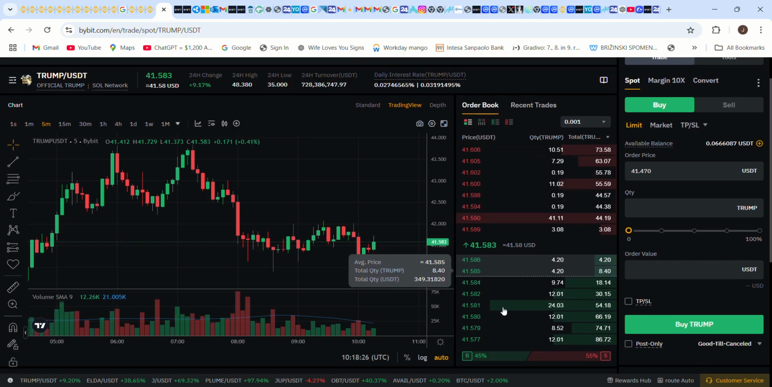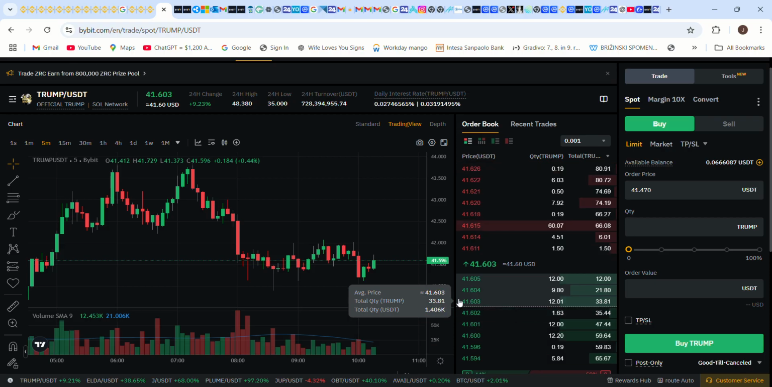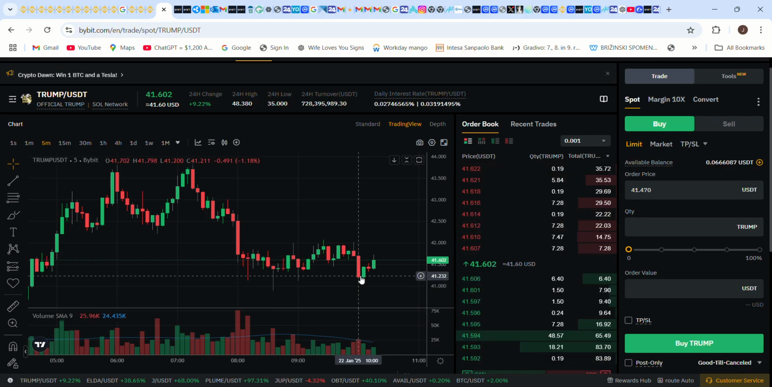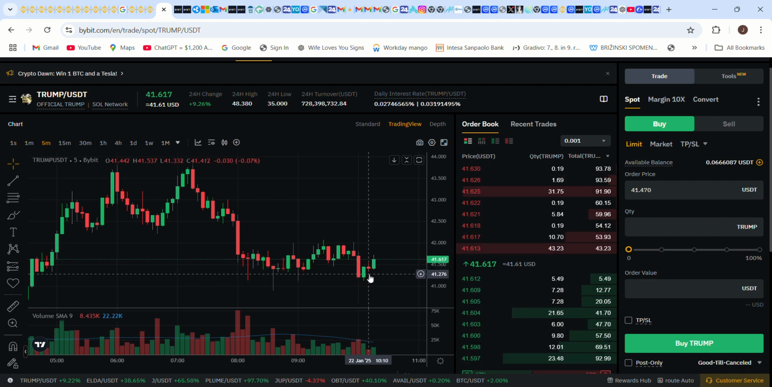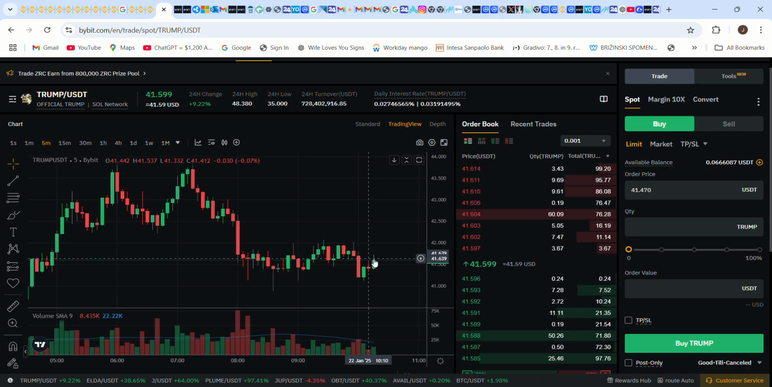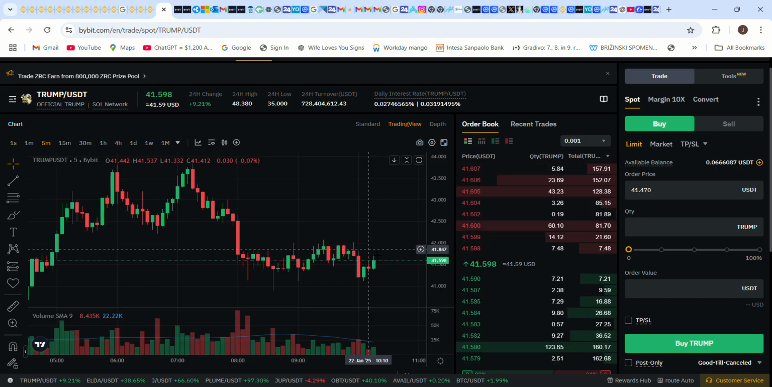Here is Trump coin. As you can see, the price is 41,596. So, if you want to buy and sell, you can use those sticks. When the green sticks are going up, it's a good indication that on the top of those sticks we have to sell the coin, and when it comes down again, we can buy it again.